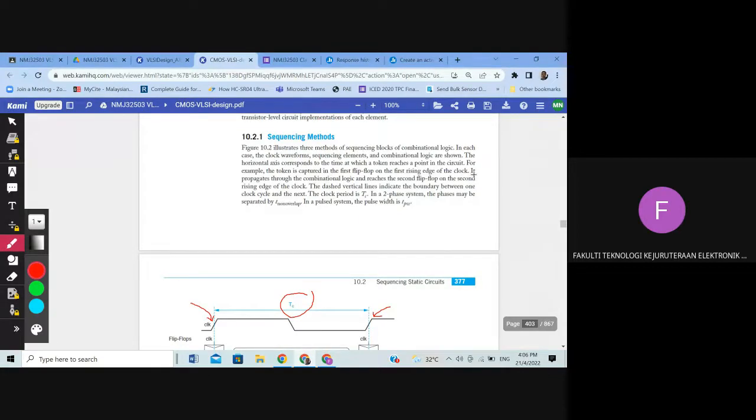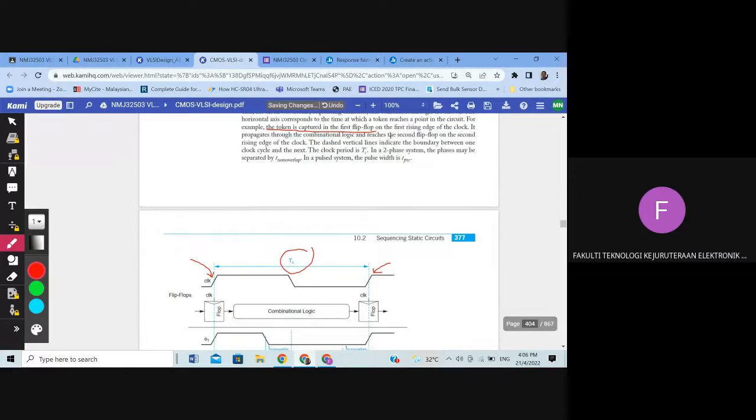You can read here, we can start from here. The horizontal axis corresponds to the time at which a token reaches a point in the circuit. For example, the token is captured in the first flip-flop, so we have the first flip-flop, this one, on the first rising edge of the clock, which is this one.